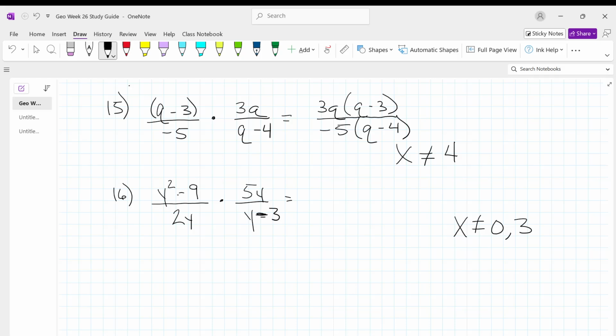This y squared minus 9 can get factored to y plus 3 times y minus 3. This y next to the 2 can cancel with the y next to the 5. The y minus 3's cancel. And we're left with 5 times y plus 3 over 2. That's our simplest form. Those are our exclusions.